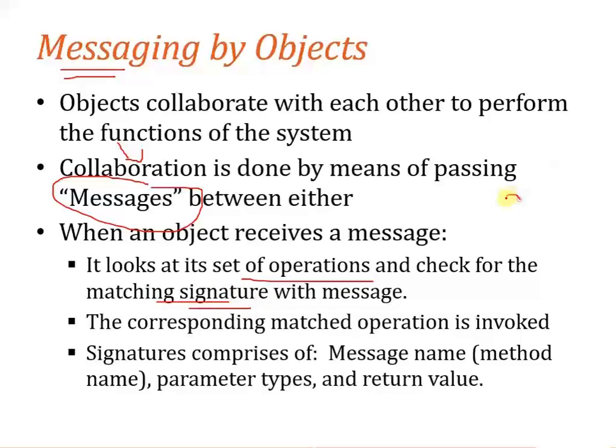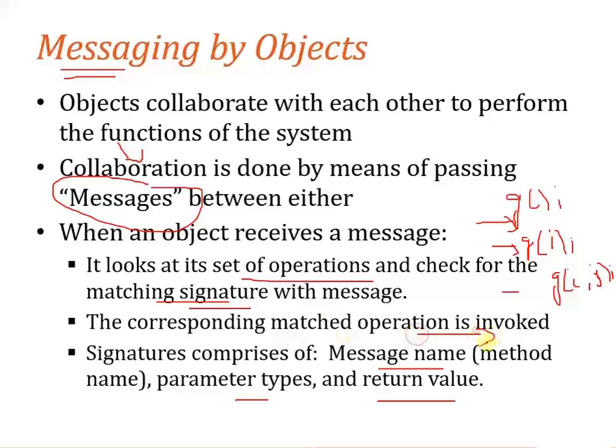signature. For example, imagine we have multiple methods like get, and then another method called get with one argument, and another method called get with two arguments. All these are similar methods, but they have various signatures. Signature comprises the message name, parameter types, and also the return value. So in this example, three messages have the same name but different parameter types. What happens here is that if any object receives a certain message request, it will check for the matching signature. The corresponding matched operation will be automatically invoked.